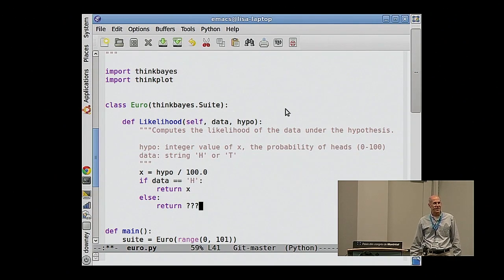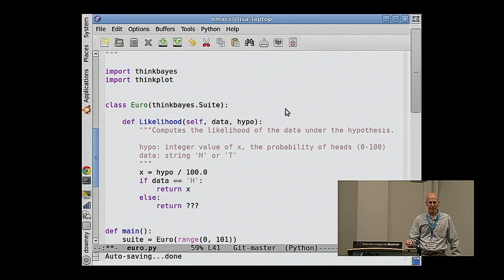So this is one of those cases where it's confusing and it takes a while to figure it out, and then when you figure it out, it's so obvious that it's confusing. So let me see if I can talk through this and make sense of it. We're given the value of this hypothesis, and the hypothesis is from 0 to 100, so I divided through by 100 to turn it into a probability. And what x represents is the hypothetical probability of getting heads. So if the data actually is heads, then we're being asked what was the probability of getting heads if the probability of getting heads is x.